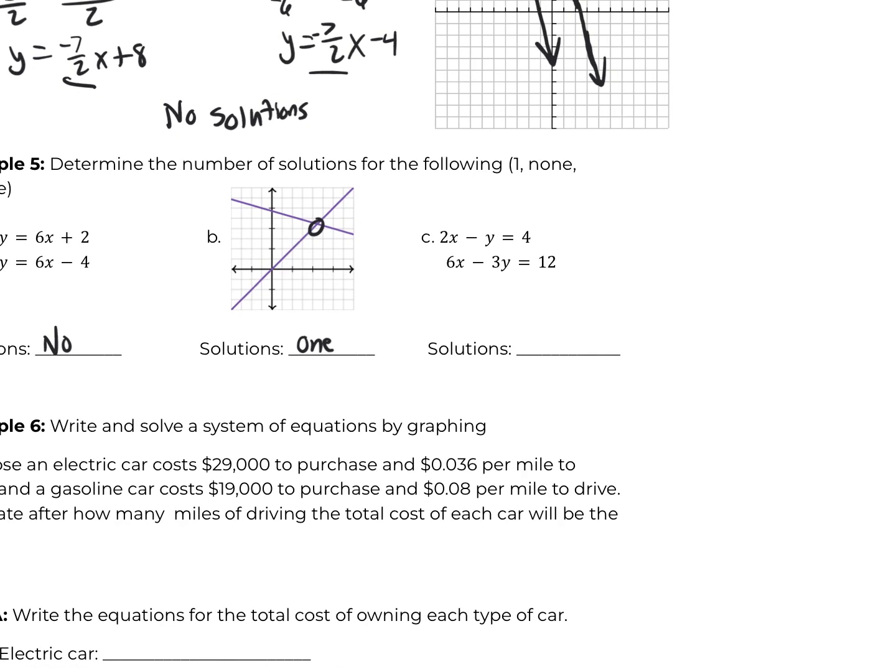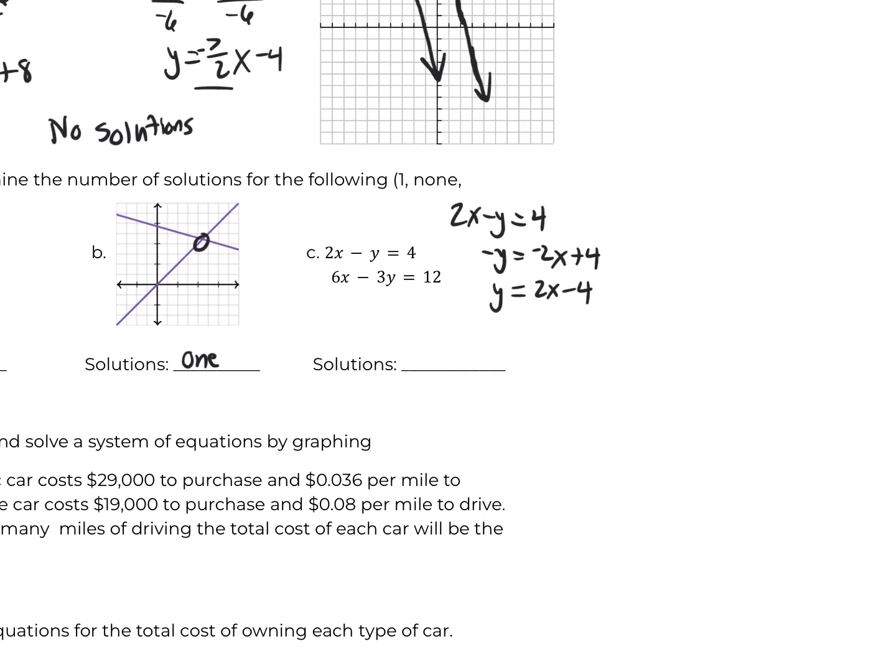And then C, we've got to get y by itself for each of these. So 2x minus y equals 4. We've got to get y by itself so that we can see what the slope and y-intercept are. So we can subtract 2x off of both sides. Negative y equals negative 2x plus 4. Divide both sides by negative 1. We get y equals 2x minus 4. And then we've got 6x minus 3y equals 12.